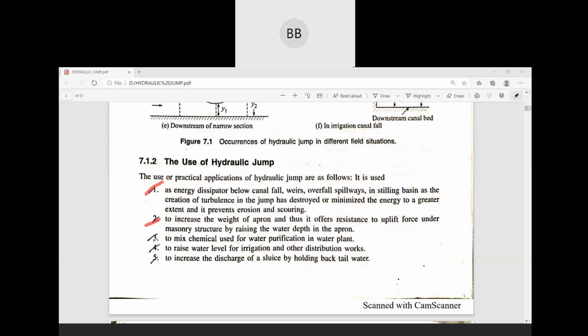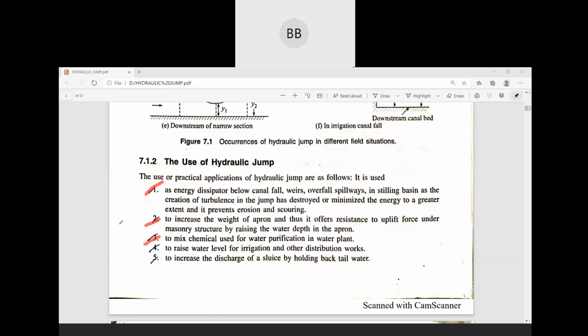And third case, in irrigation purpose, sometimes we use hydraulic jump to mix chemicals to purify the water if it contains some impurities. So this is the third point: to mix chemicals used for water purification in water plant or in irrigation. Also, if you want to distribute these chemicals, we mix them with water by using hydraulic jump. We mix properly.